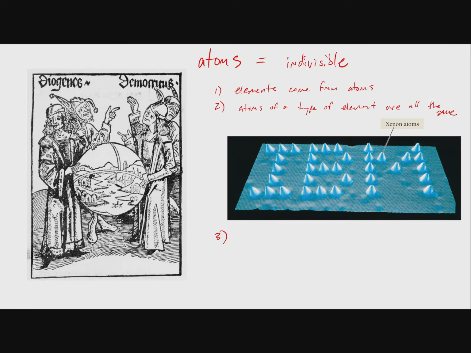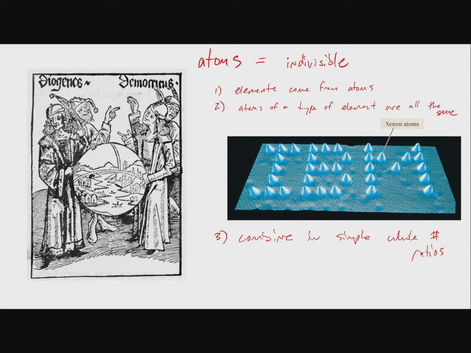The third part of this is that atoms combine in simple whole number ratios. And this means we don't get half of an atom ever pairing up with 4/10 of another atom. They're always 1 to 2, or 3 to 1, or 5 to 5, which I guess would be 1 to 1. And actually, there's a lot of modern evidence for that particular idea that atoms are a thing.